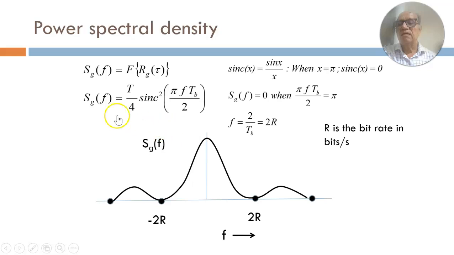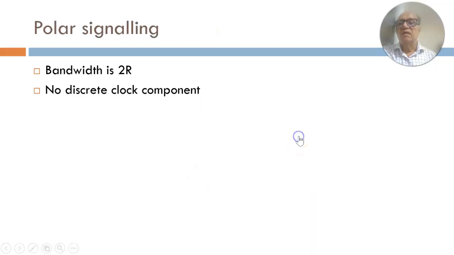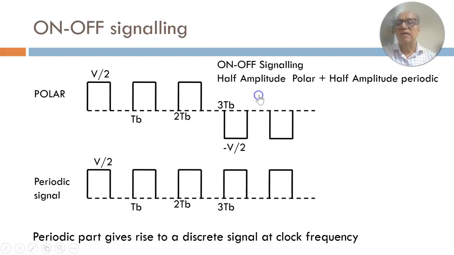Note that the expression is such that there is no discrete clock component here. You may have some power spectral density at the clock frequency, but that is different than getting a discrete clock component which can be extracted. Okay. So polar signaling, as we said, bandwidth is 2 times R, where R is the bit rate, and there is no discrete clock component. Okay.